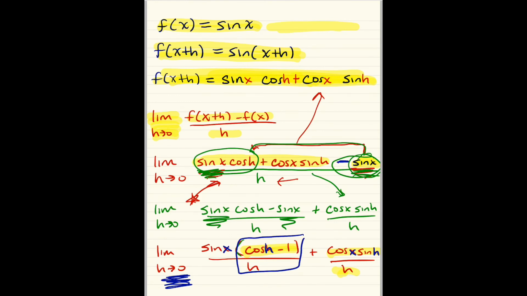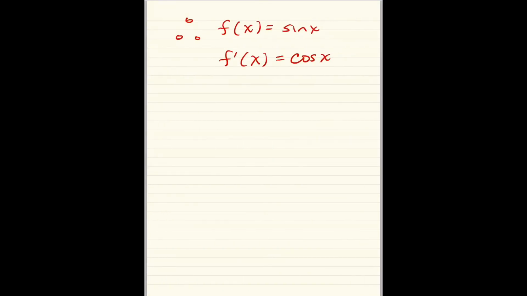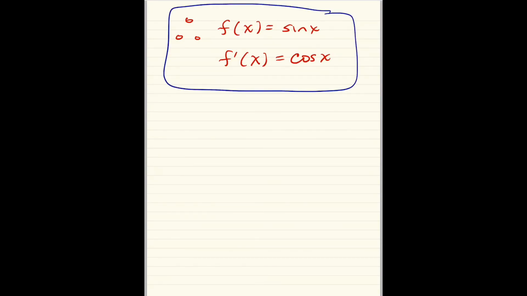Hey, that's a 0. 0 times sine x is 0. Hey, that's going to be positive 1. The limit as h approaches 0 for sine h over h is 1. 1 times cosine x is cosine x. Okay? Whoa. Therefore, the derivative of sine x is cosine x, and you are done.